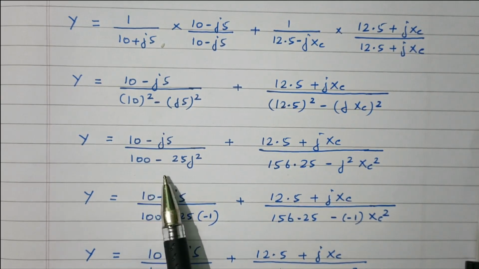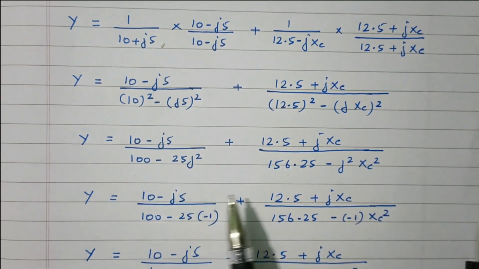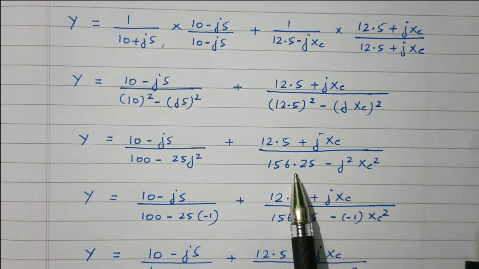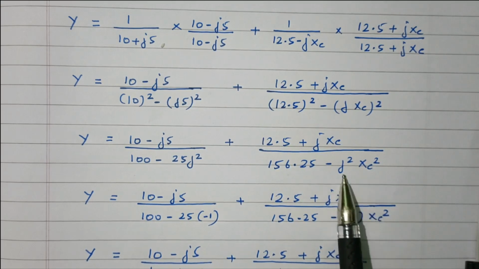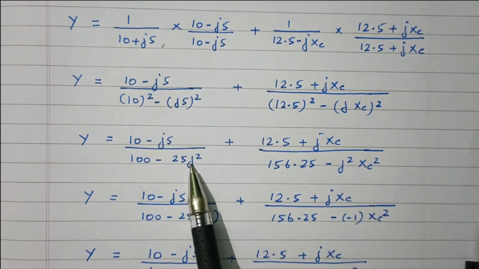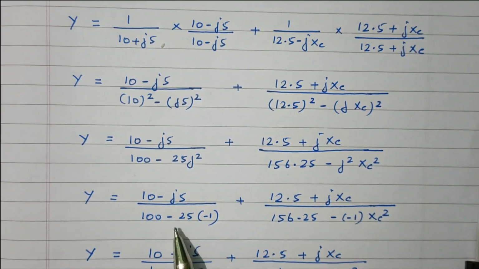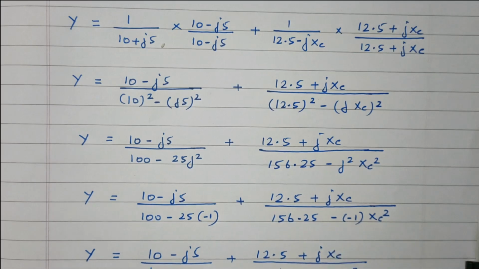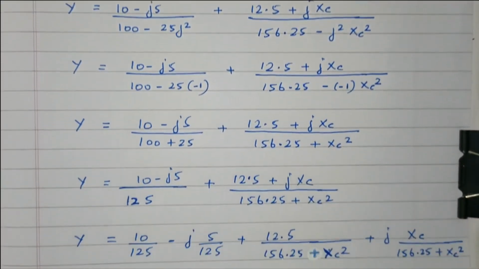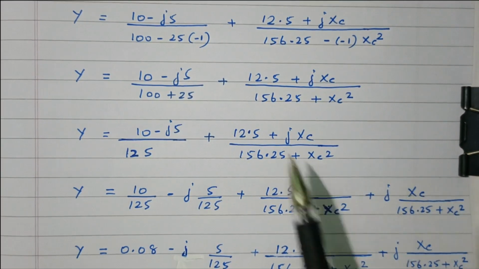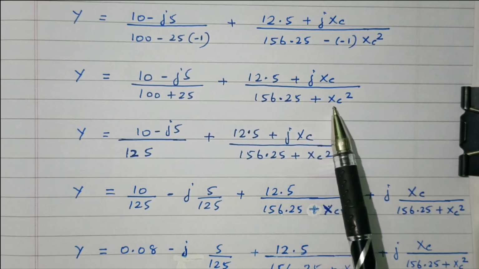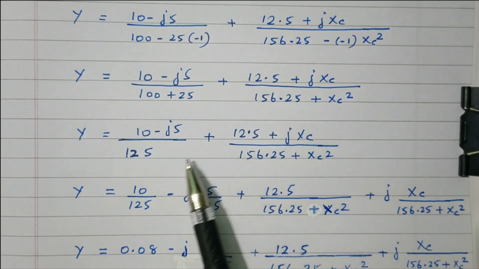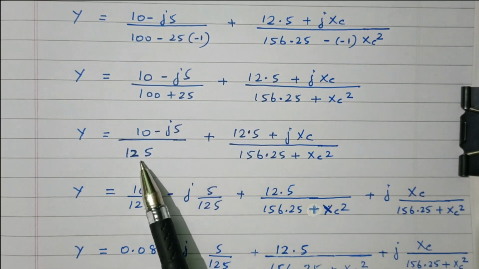10 square is 100. j5 square is 25 j square. 12.5 square is 156.25 minus j square Xc square. We know that j square value is minus 1. Here also j square is substituted with minus 1. So minus 25 into minus 1 becomes plus. Here also minus into minus becomes plus. So it is written 100 plus 25, and 156.25 plus Xc square. Now this 100 plus 25 is 125.